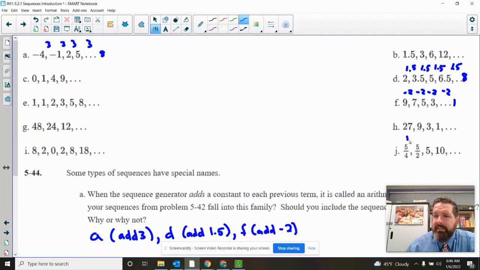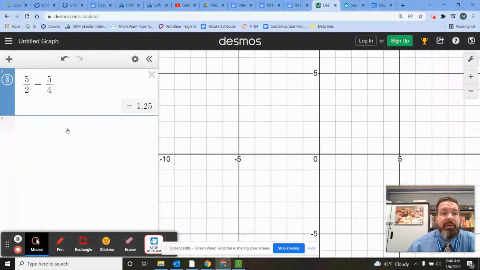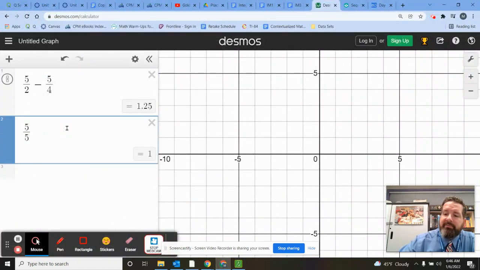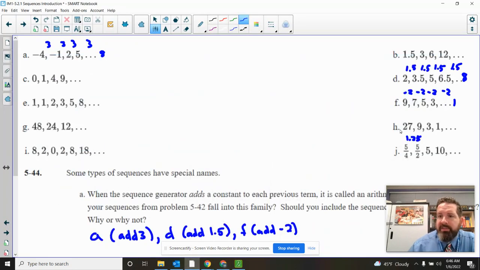So let's see. If I do the same thing here, do 5 minus 5 over 2. Do we also get 1.25? Let's try 5 over 2. Nope, it's not the same difference. Not the same number. So this one also not arithmetic. So our arithmetic ones are A, D, and F.